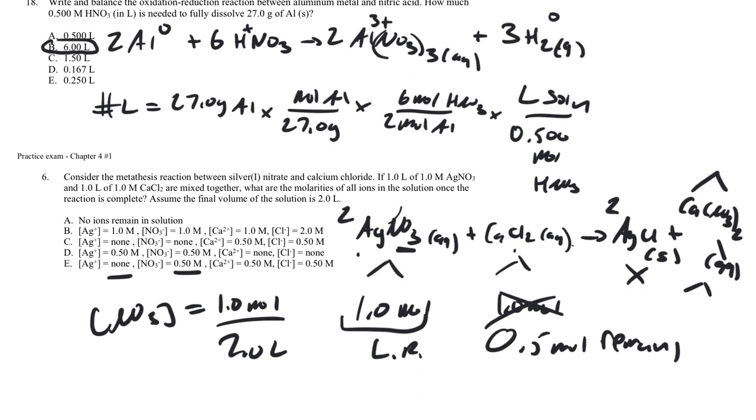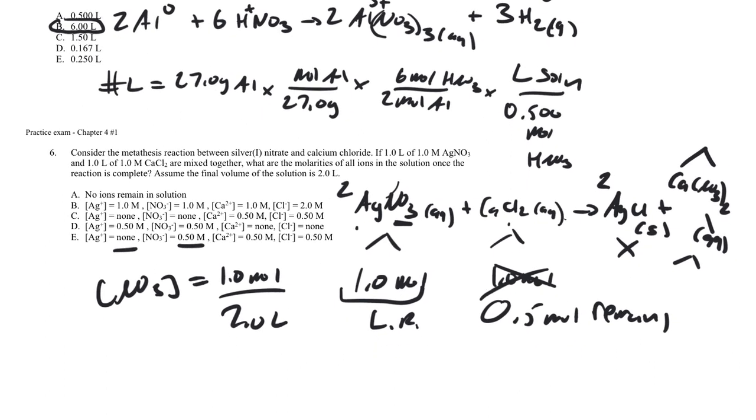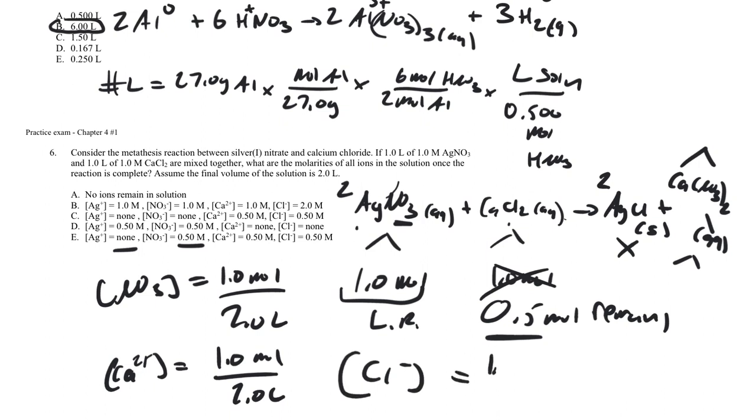Calcium ion is also not changing, so I have 1 mole of calcium initially present, and I have 2 liters of solution. And then I have precipitated half of my chloride, and I have half of a mole of calcium chloride remaining. Well, there's 2 chlorides per mole, so that's 1 mole of chloride. So I have 1 mole of chloride remaining, 2 liters of solution, it's half molar as well. So all these other ions are at half molar.